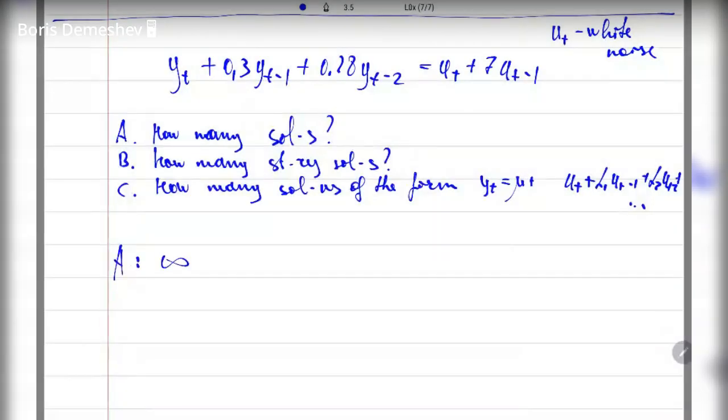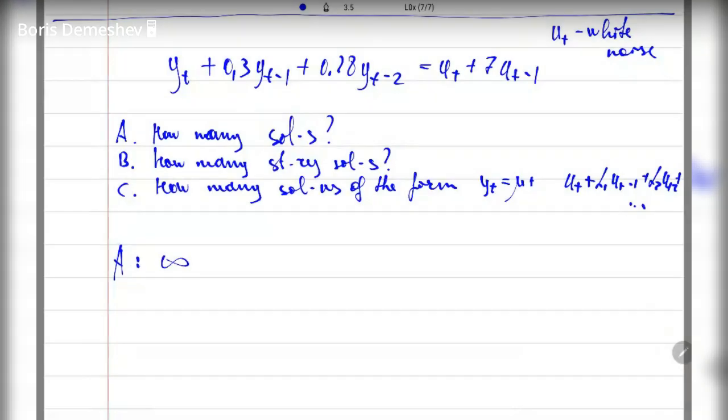Please break them up. Okay, A is very easy. We have infinitely many solutions. Why? Yeah, you can choose any y0. You can choose any y1. You have even more degrees of freedom here.